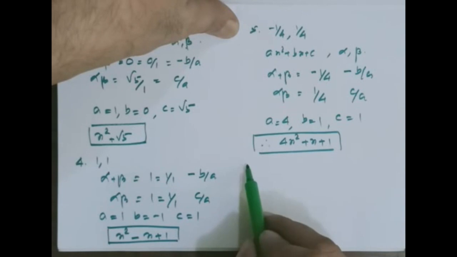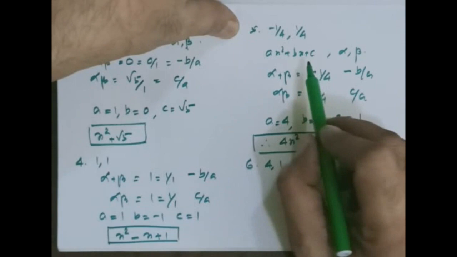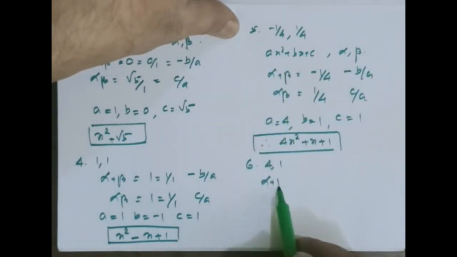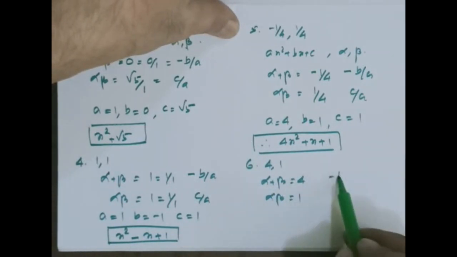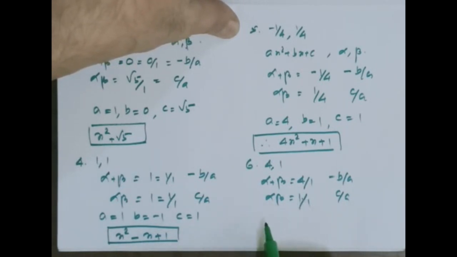And the last one, 4 comma 1. Let the polynomial be ax square plus bx plus c and the zeros are alpha and beta. Alpha plus beta equal to 4 and alpha beta equal to 1. This is of the form minus b by a, this is of the form c by a. So 4 can be written as 4 by 1, 1 can be written as 1 by 1. So a equal to 1, b equal to minus 4 and c equal to 1. So the quadratic polynomial is x square minus 4x plus 1.